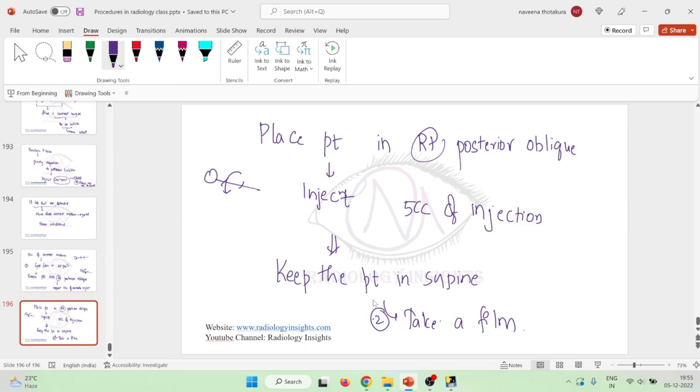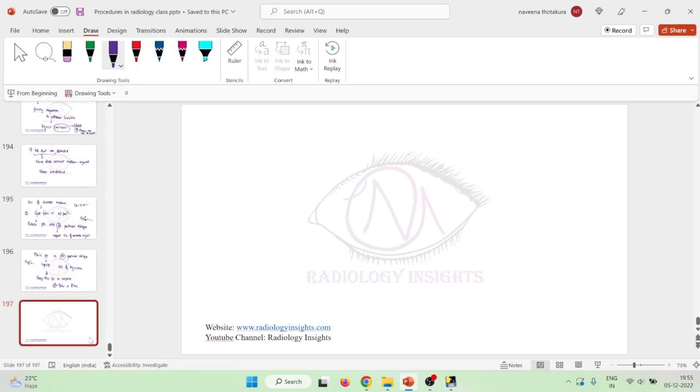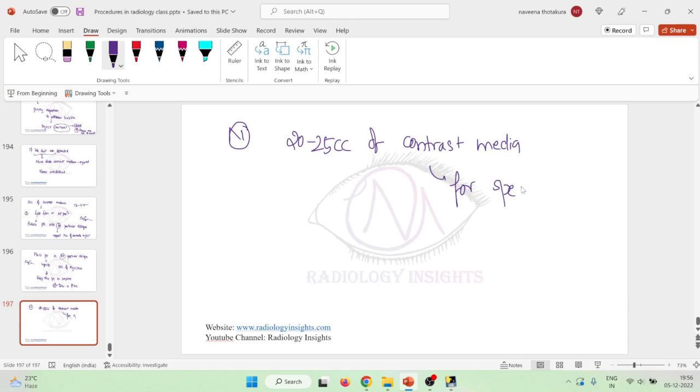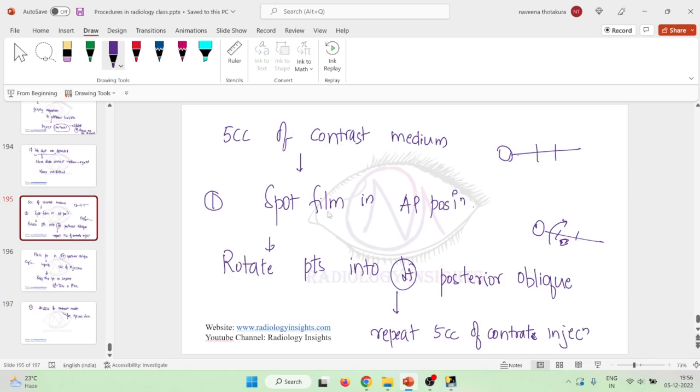This is the second film which is taken. Then normally 20 to 25 cc of contrast medium is given for special views. Contrast media are given for these special views. Sorry, one more important thing.